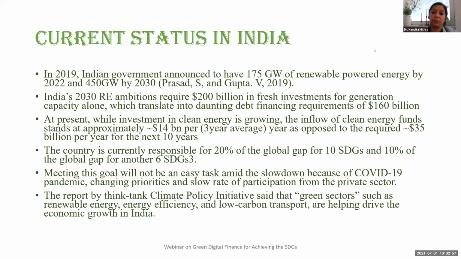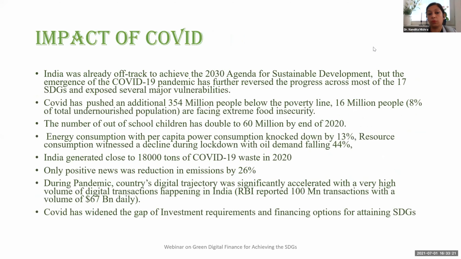If we talk specifically about India's role in attaining the global goals, India is responsible for 20% of the global gap for 10 SDGs and 10% for the 6 main SDGs. Meeting this goal, especially after COVID, is a big challenge, so we will emphasize what exactly the gap is and how we can fill it. We cannot avoid talking about COVID, because the situation at the beginning of 2020 may have been better, but because of COVID the situation has gone even worse.